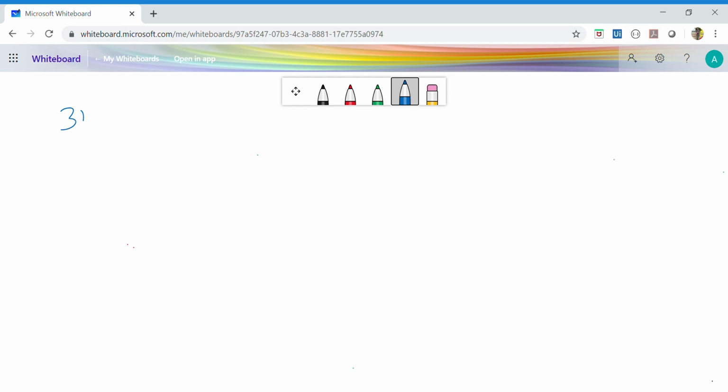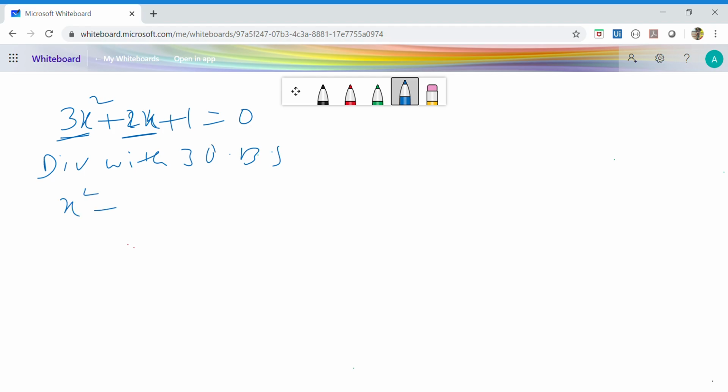Find the roots of 3x square plus 2x plus 1 is equal to 0. Here the 2ab term is there, the middle term has 2, but it is not a monic quadratic, the x square coefficient is 3. So what you have to do is divide with 3 on both sides, and then the same completing the square method. So x square plus 2x by 3 plus 1 by 3 is equal to 0 you will get.